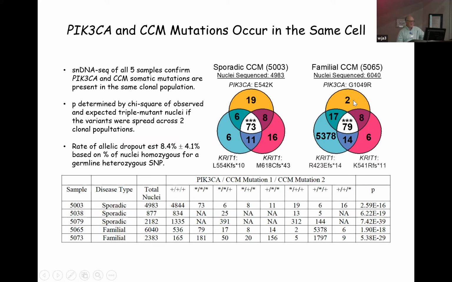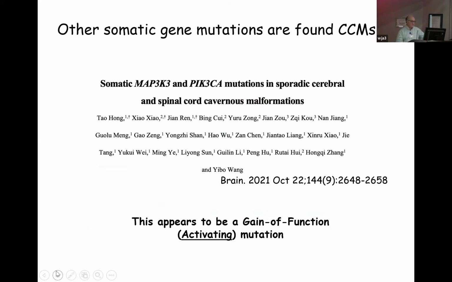So these other nuclei, like 6, 8 here, see, those don't have both mutations. Well, that's allelic dropout. And here's some data, and they're associated with pretty strong p-values. So these are all in the same cell. These are p-values assuming the null, that we were wrong, and I think they're all in the same nucleus.